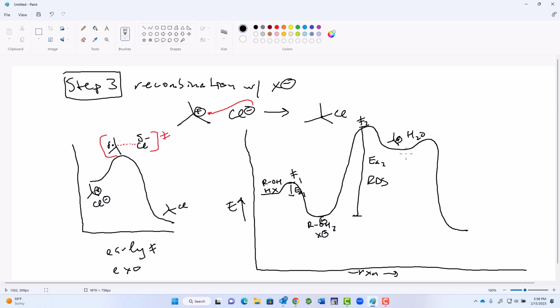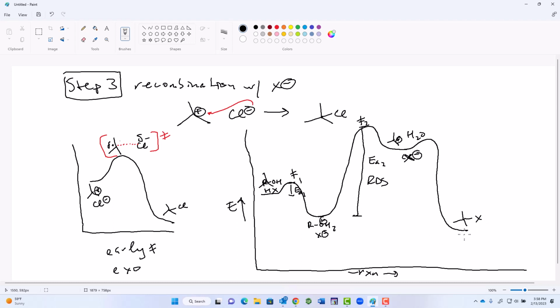So you have a Cl minus, or X minus rather, floating around here. And you're going to have the recombination of those two products to form, I guess I switched halfway through from R to tert-butyl. I'll just draw this as a tert-butyl. And this would form the alkyl halide. And this would be very downhill.